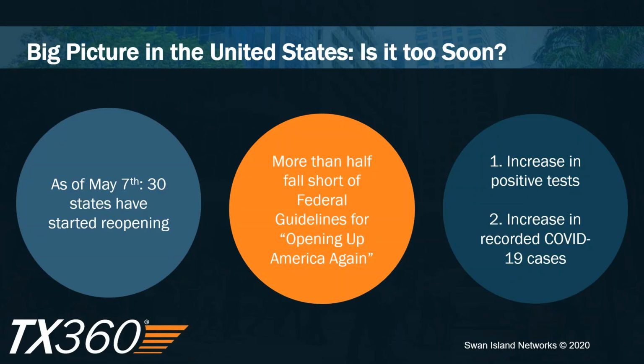So this week, 30 states have started to or plan to start reopening their state economies. But over half of those states still fall short in 2 of the federal guidelines for reopening America. These criteria are that there is an increase rather than a decrease in positive test results, and that there has been an increase rather than a decrease in the recorded COVID-19 cases in these states. Additionally, these states do require an increase in testing in order to effectively gauge the number of confirmed cases.